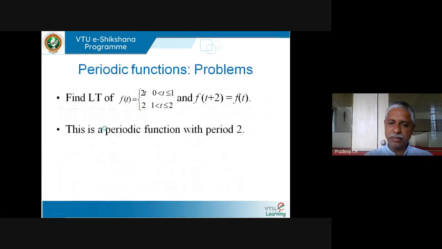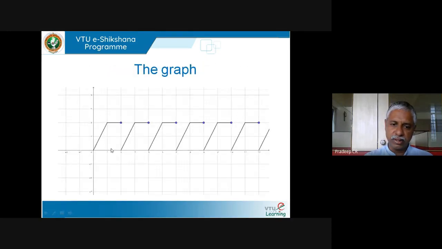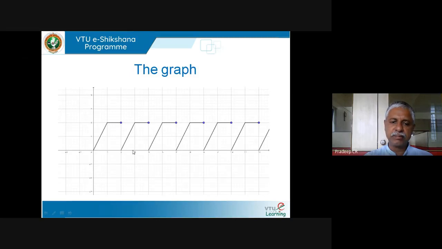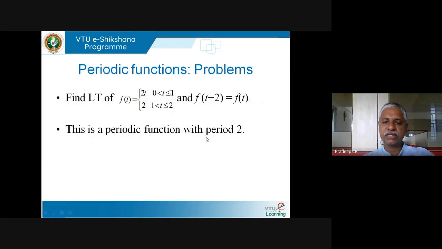And after that, between 1 and 2, the value is 2, it's constant. So between 1 and 2, it's 2. And afterwards, whenever t is greater than 2, f of t plus 2 is equal to f of t. So here, for example, f of 3 is f of 1 plus 2, so f of 3 is the same as f of 1, and so on. We have done this, so I'll not waste more time on this. So this is a periodic function with period 2.